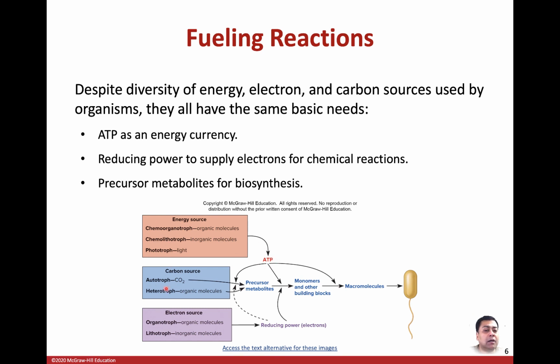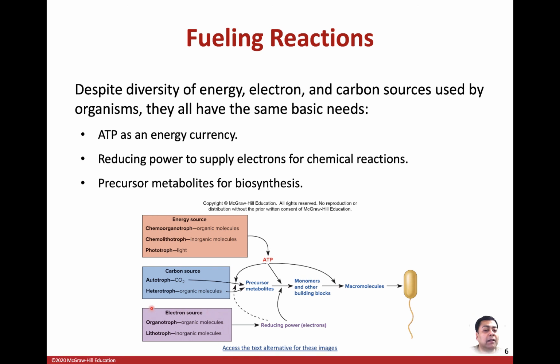On the other hand, what is the carbon source? For the autotrophs, that is carbon dioxide, which is reduced or fixed to produce the precursor metabolites, whereas the heterotrophs, and you can name them chemoorganoheterotrophs and chemolithoheterotrophs, use the organic molecules which are already preformed by the autotrophs, and they are the precursor molecules to produce their own material.